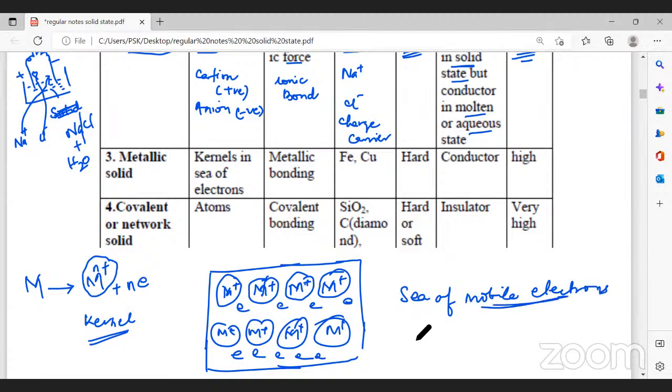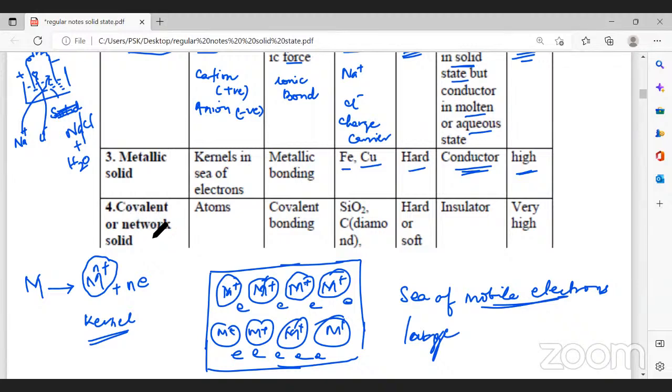When I say a large number of mobile electrons, the bonding between these metal kernels is a metallic bonding. Examples: iron, copper, or any other metal for that matter. And metallic solids are hard. They are good conductors of heat and electricity, and they have a very high melting point.